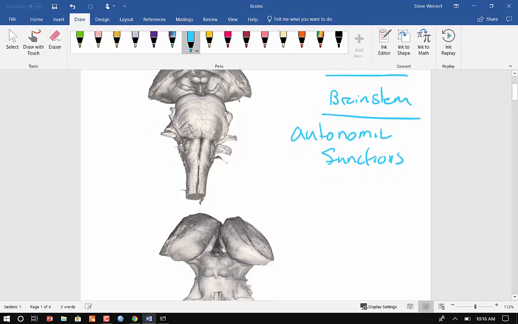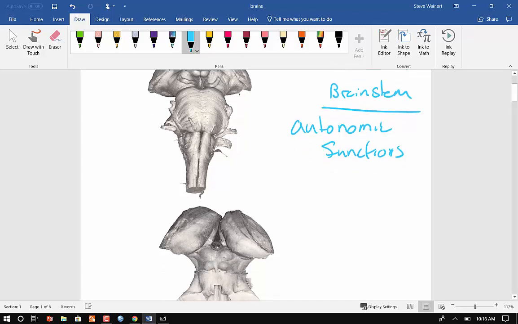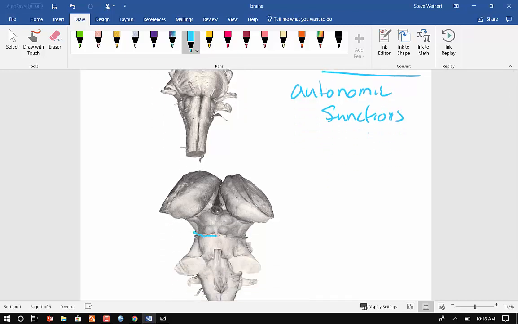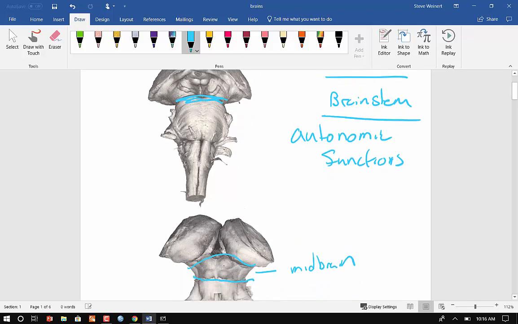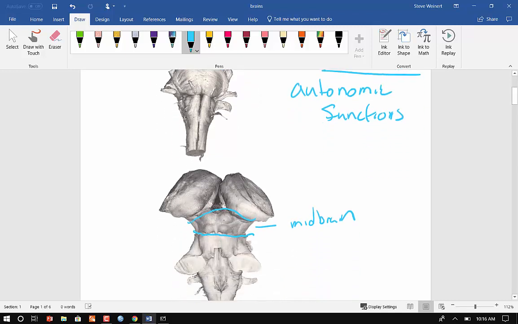Autonomic functions. Now, this brainstem actually has the upper part called the midbrain attached to it. This part is called the midbrain. And you can't really see it from this side, but it's right here. So autonomic functions, what does the word autonomic mean?